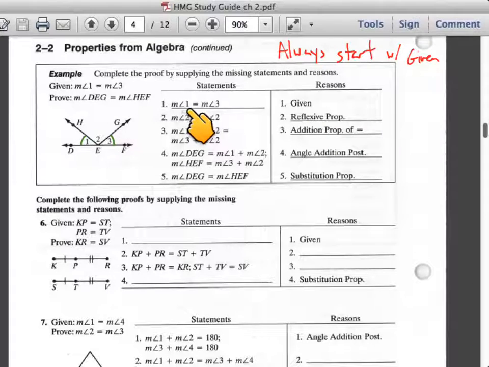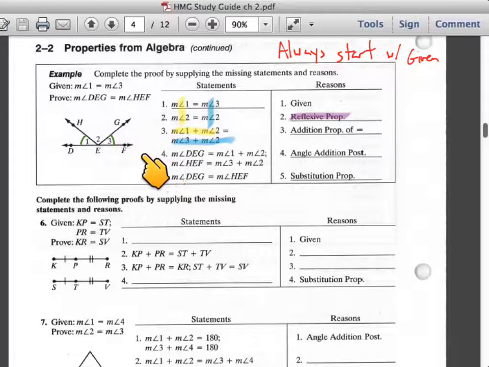Now, angle 1 is equal to angle 3 and angle 2 is equal to angle 2. If these things are equal and these things are equal, if I add angle 1 plus angle 2 and angle 3 plus angle 2, I get more things that are equal. That is the addition property. I'm adding these equal things plus these equal things, which gets me another equality statement.